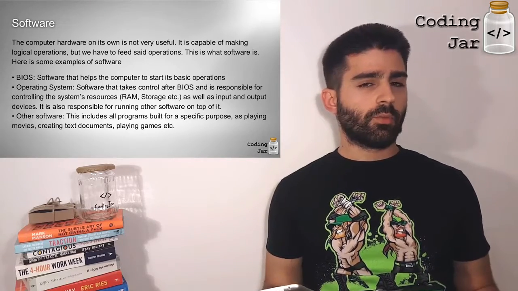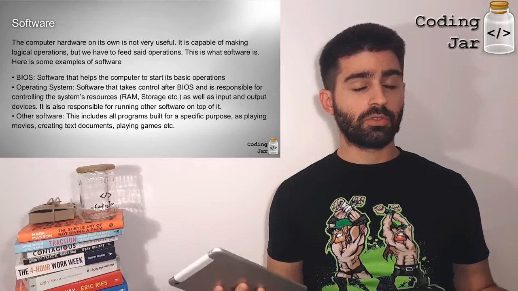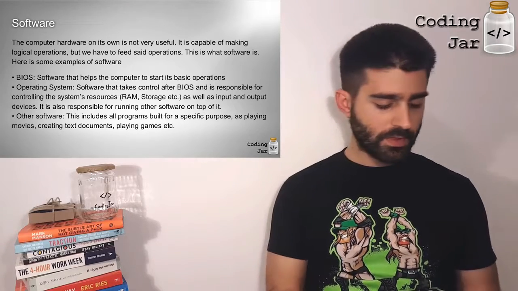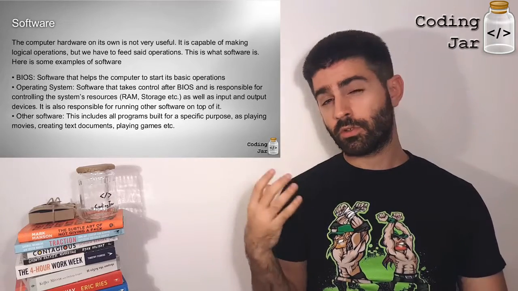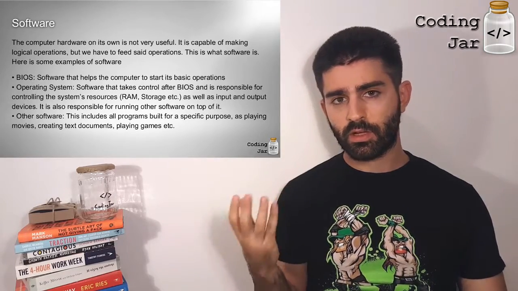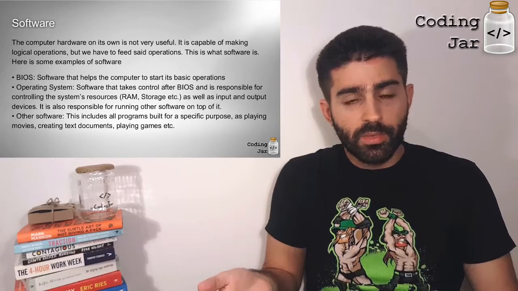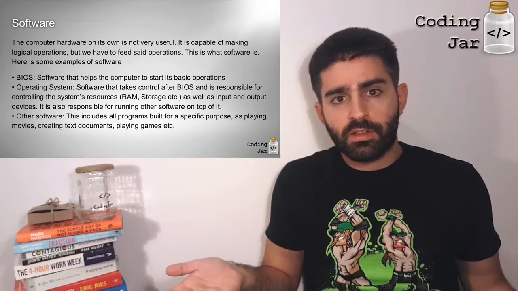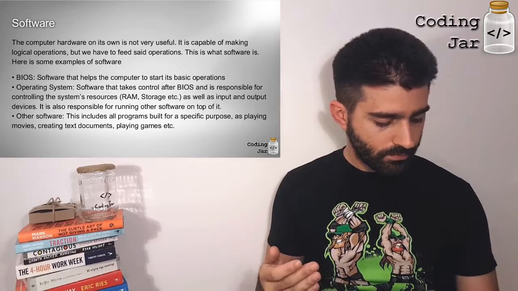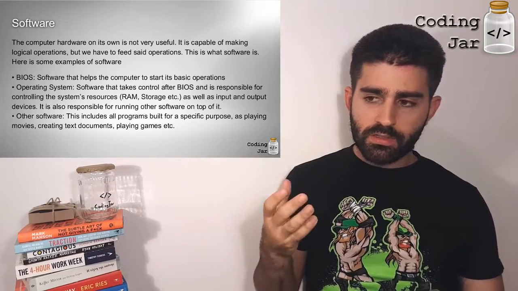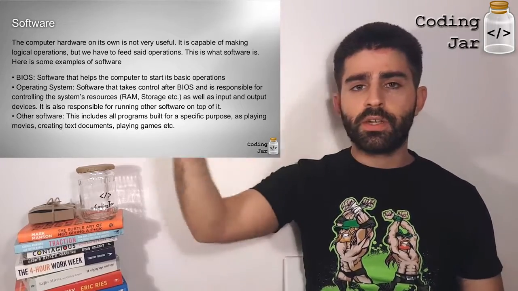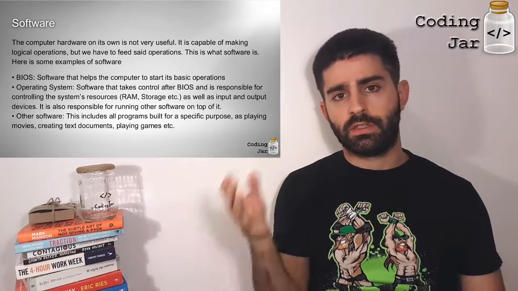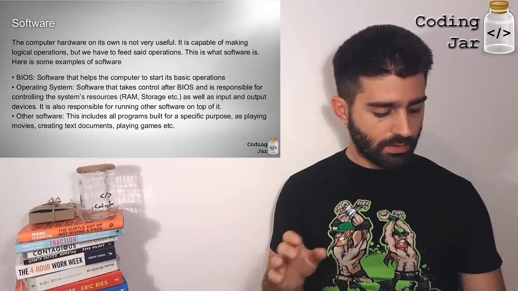Okay, so that's about the hardware, but I suppose you're here to learn about software. The computer hardware on its own is not very useful. It's able to do the calculations, but if there are no calculations to be made, it's going to be sitting there doing nothing. So software is the programs, what feeds the CPU with operations, the operations that the CPU gets.